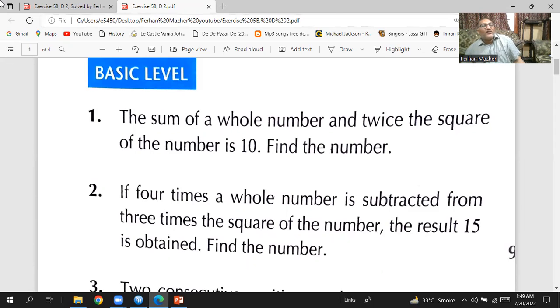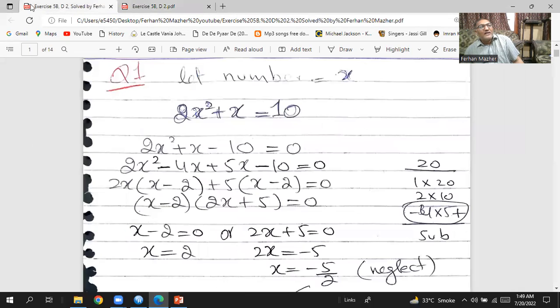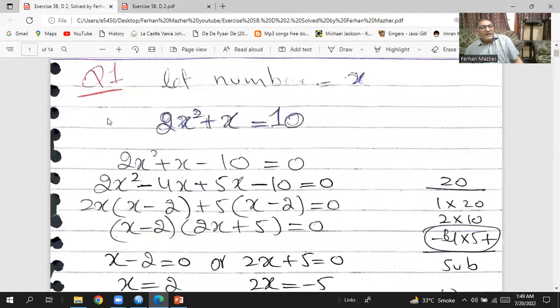So this is the story. So we will make this equation and we will try to solve it. So they said let the number is x. And so according to the situation, he says 2 times the square of the number and the number itself, the sum of them is 10. So 2x squared plus x is equals to 10. So you will have 2x squared plus x minus 10 equals to 0. So I brought the 10 to the other side.